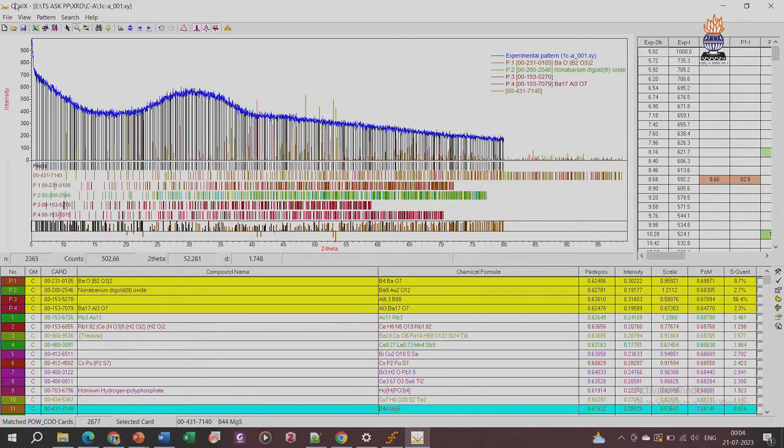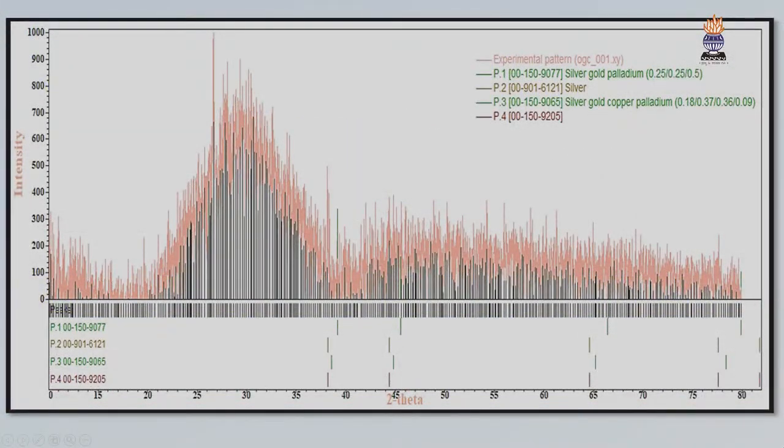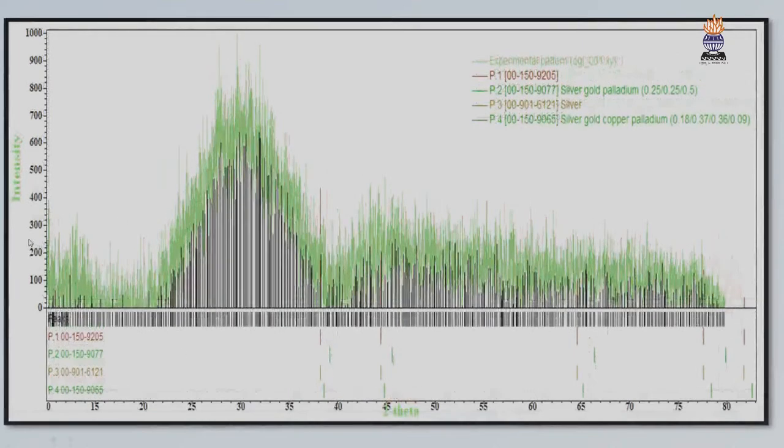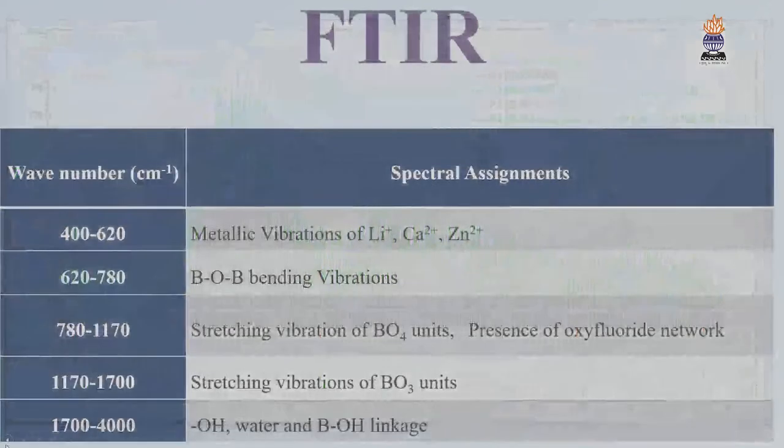Then we have done this with the gold, silver and gold palladium samples, which were done by Professor Abhiram sir.